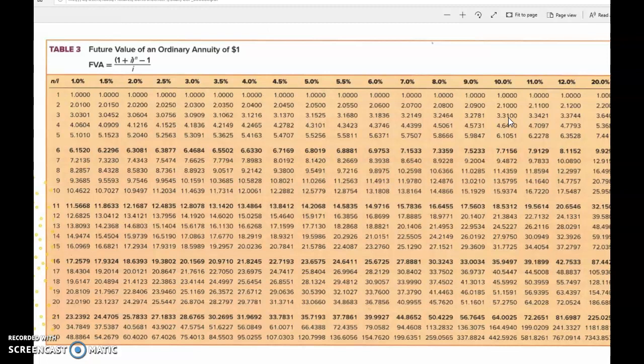of $33,100. So $10,000 invested at 10% at the end of each of the next 3 years will grow to $33,100.